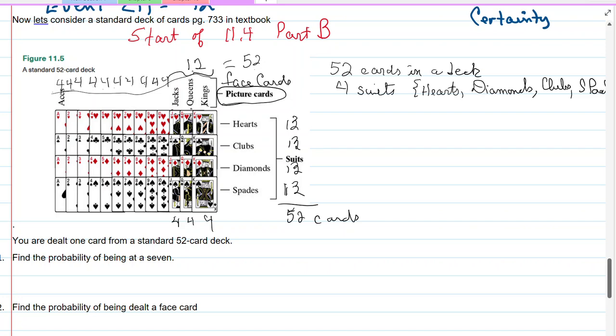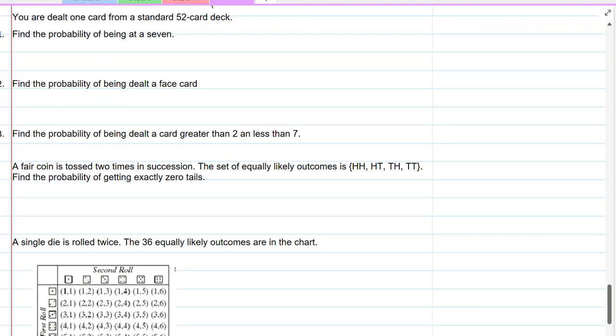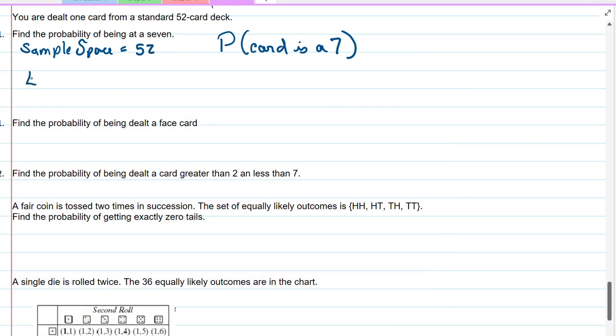All right. Now, let's talk about the probability aspect. You are dealt 1 card from a standard deck. Find the probability of it being a 7. There's a typo on that. So the probability the card is a 7. Right. So our sample space is 52. Our event is the card is a 7. So we have a 7 of hearts.